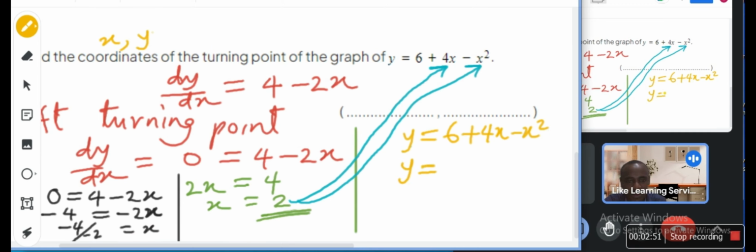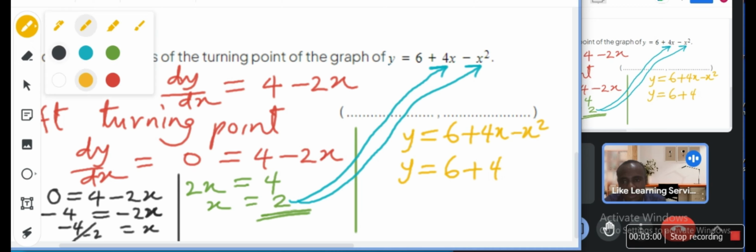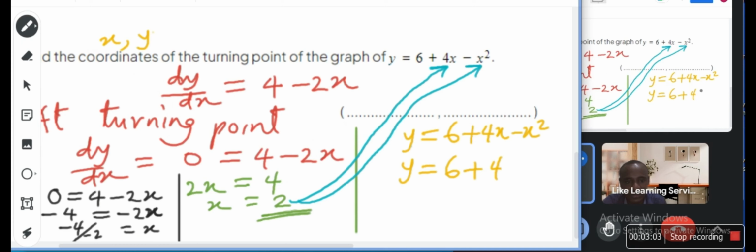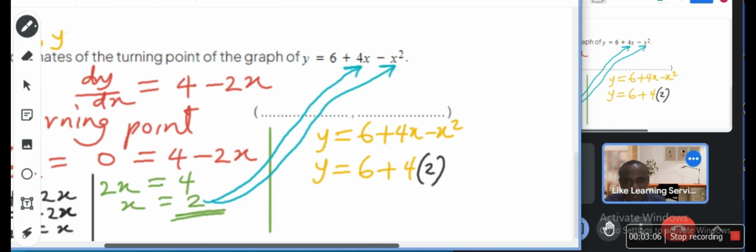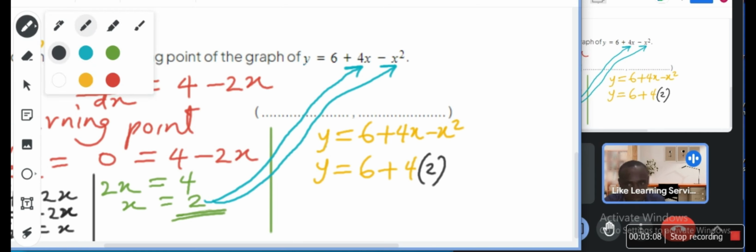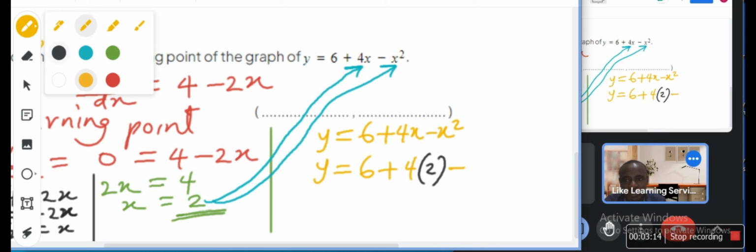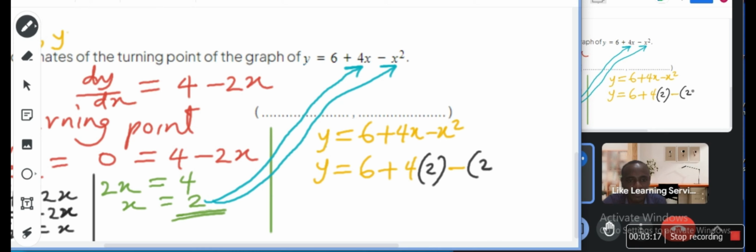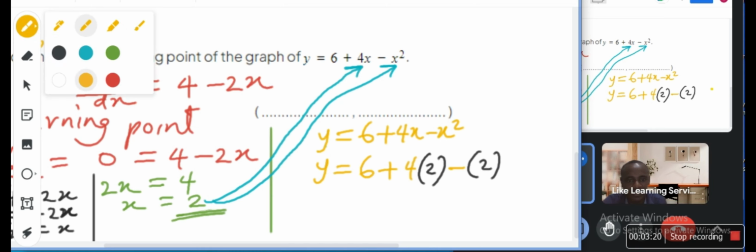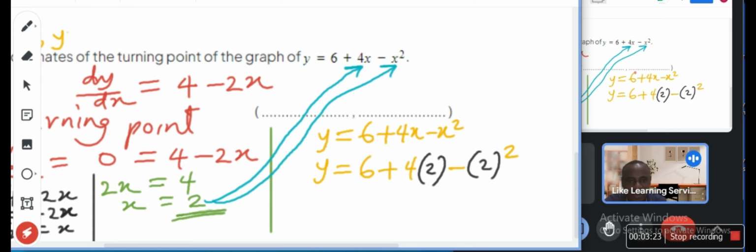So y will now be equal to 6 plus 4 times 2. You know what I mean by substitution? Substituting. Yes, sir. So 4 times 2. Just all of that will be replaced by x. Minus x squared will now be 2 all squared. Everything is written the way it is. 6 for 6, plus 4 for plus 4. Only what changes is only x. x becomes 2. Then squared. That's just substitution.